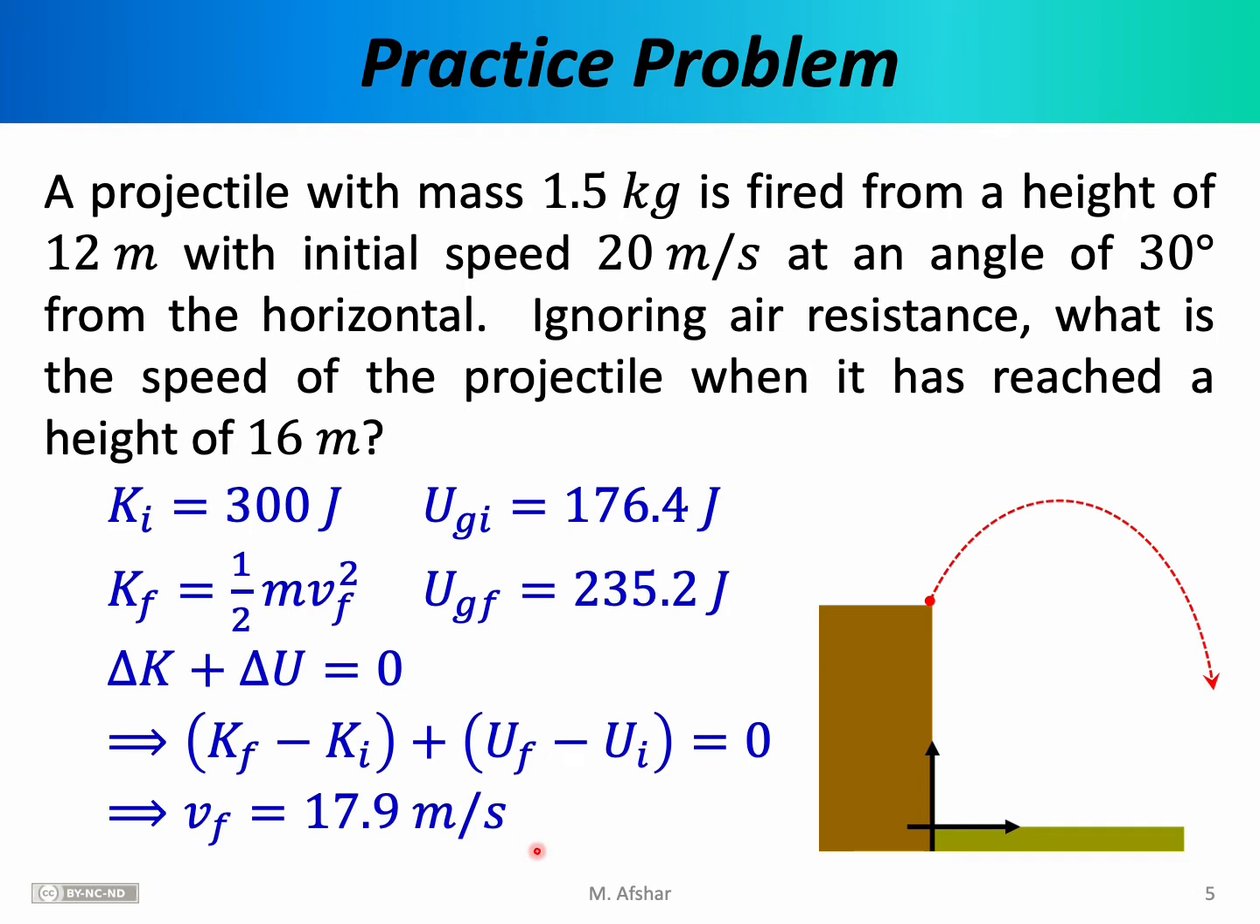I encourage you to solve this problem on your own using the kinematic equations. You should get exactly the same answer. However, when you use the kinematic equations, you'll see that there's a lot more algebra involved. Here we found the answer with very little algebra. We did not need any trigonometry. We did not need to use the quadratic formula. With relatively simple algebra and the use of conservation of energy, we found the speed at a height of 16 meters.